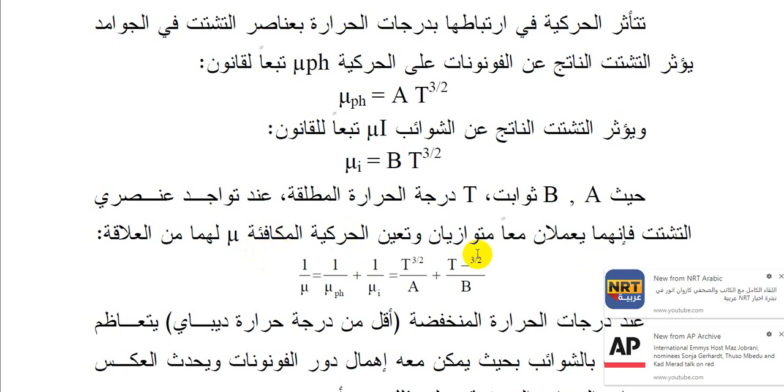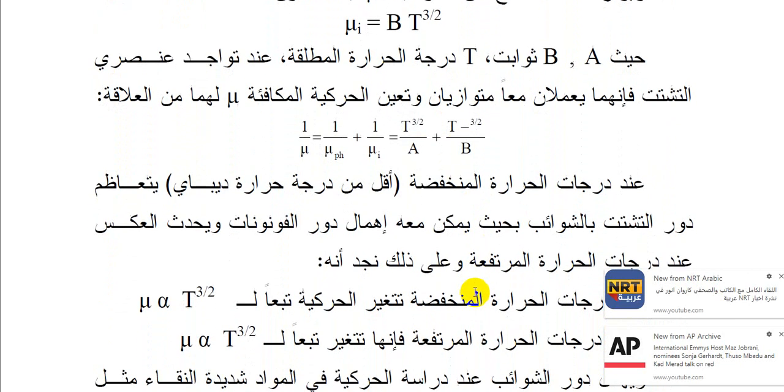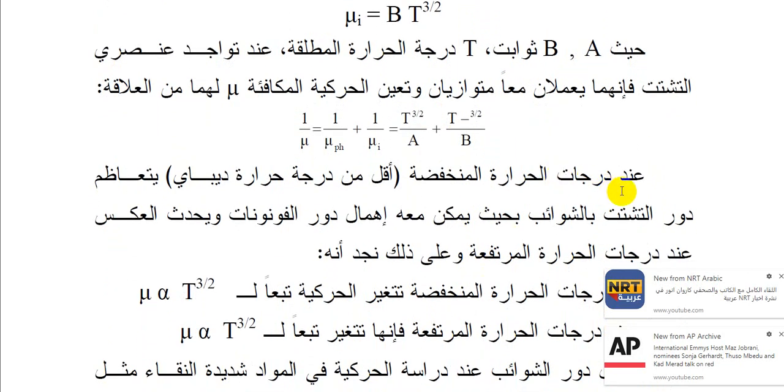They perform in parallel to assign the equivalent mobility mu for them, from the relationship 1/mu = 1/mu_ph + 1/mu_I, that is, 1/(A T^(-3/2)) + 1/(B T^(3/2)), as you can see in front of you. This relationship is very important and should be memorized continuously.